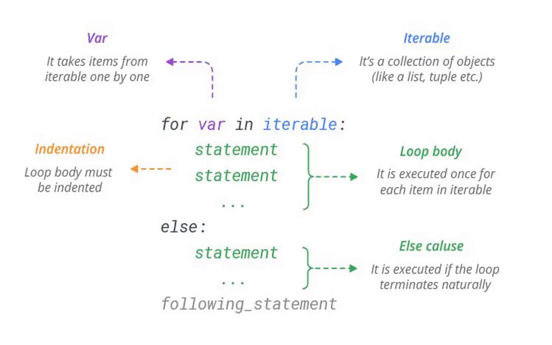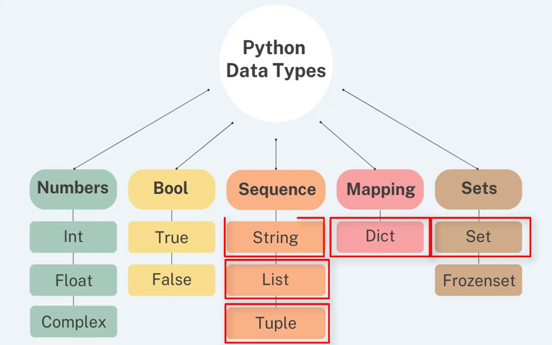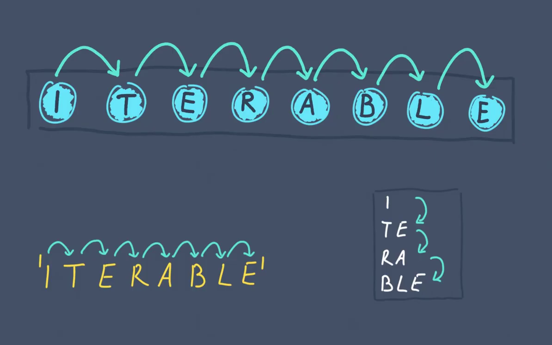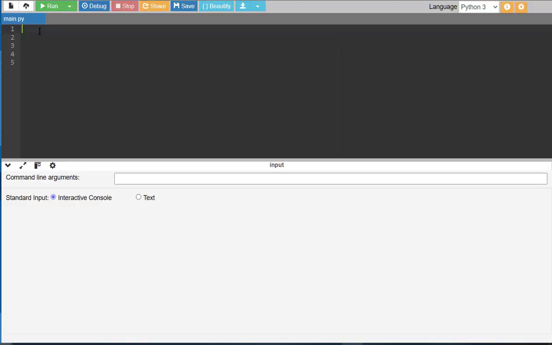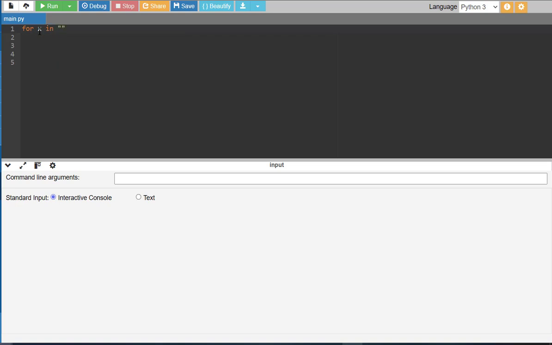Now let's talk about the for loop. A for loop is used for iterating over a sequence. That's either a list, a tuple, a dictionary, a set, or even a string. All of these are considered iterable objects. For example, we can loop through the letters in a word banana like so. For x in string banana, colon, indent, we can print each letter in the banana string.